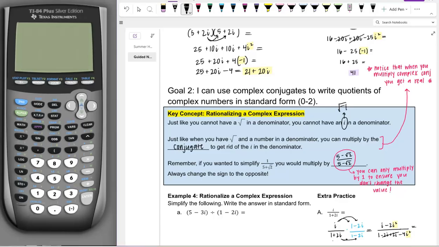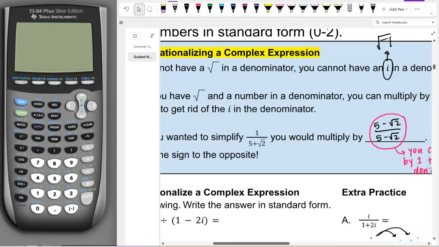That goes back to our last problem. When you multiply complex conjugates, it gets rid of the imaginary number, and the result is just a real number. So if you wanted to simplify 1 over 5 plus radical 2, you would multiply by its conjugate, 5 minus radical 2.